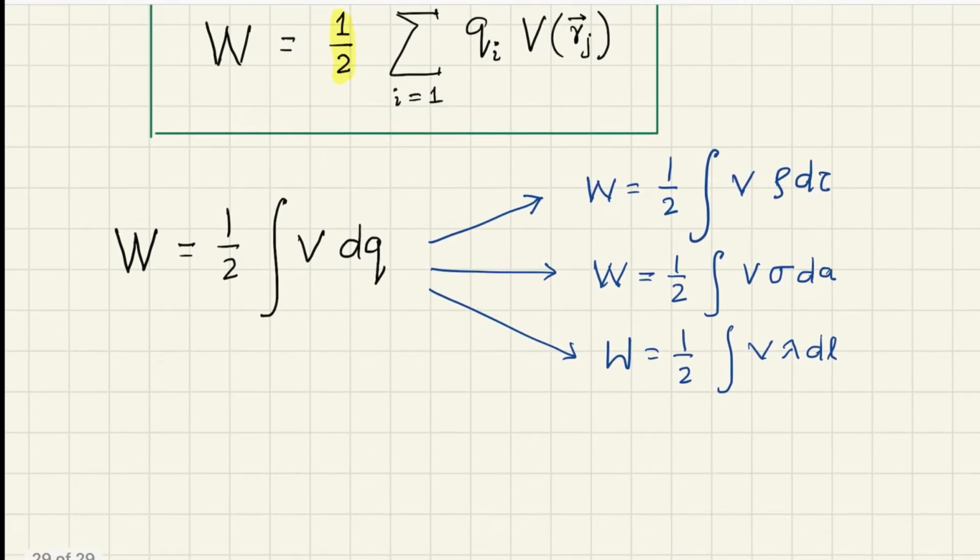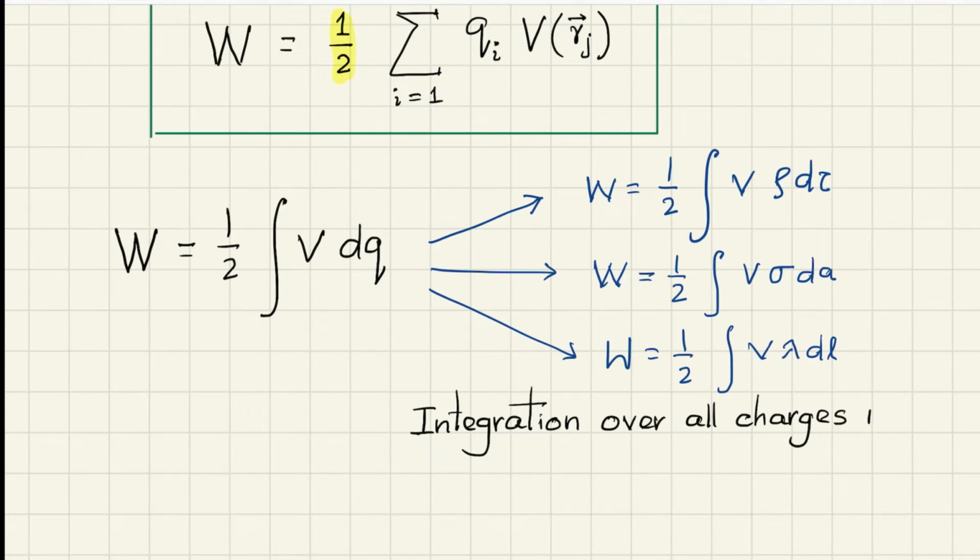Now, what is the integration over? The integration is over the portion which includes all charges: the volume, line, or surface in which all the charges in the configuration are. And I'm hoping that it's a localized charge distribution in the configuration.